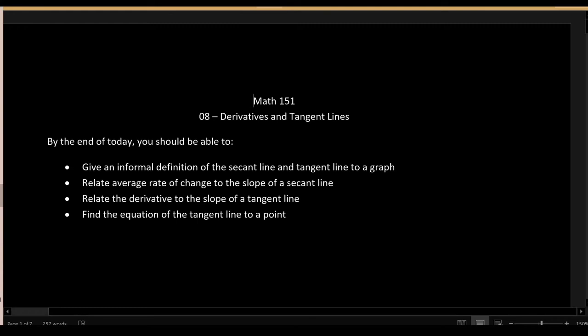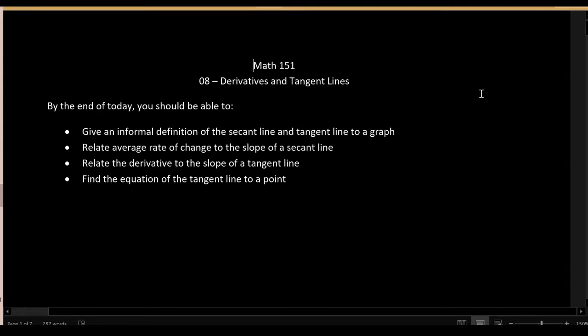In this video, we're going to talk about the derivative and how it relates to a graphical quantity called the tangent line to a graph. So once again, this is day 2 of talking about what derivatives are conceptually, all before we really get a convenient way to calculate derivatives.